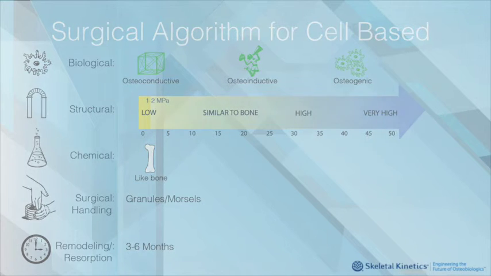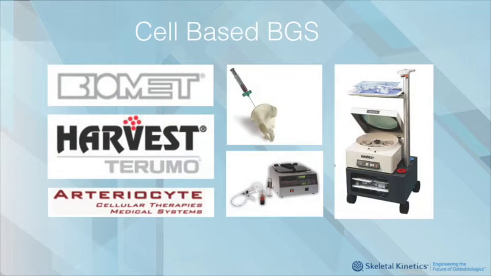Examples of cell-based products derived from autograft sources include Biomet's BioQ, the Harvest bone marrow aspirate system, Arteriocytes, Exactex, and several others. On the allograft side, we have OsteoCell Plus and Trinity offered in matrices derived from allograft bone.